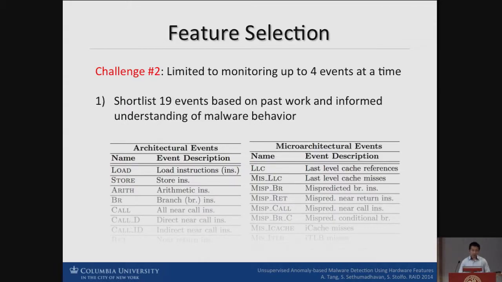The microarchitectural events, as we have mentioned earlier on, describe the interaction of the software with the microarchitectural components in the hardware. And as such, they are very dependent on the specific makeup of the system. For example, they measure things like the number of mispredicted branches or the number of mispredicted return instructions when the software executes.